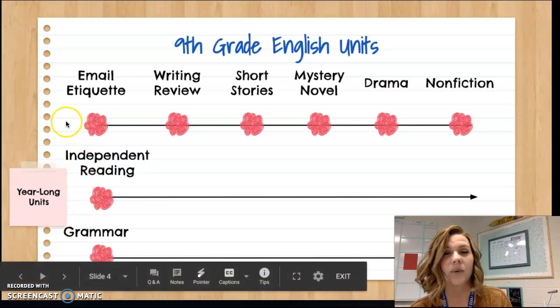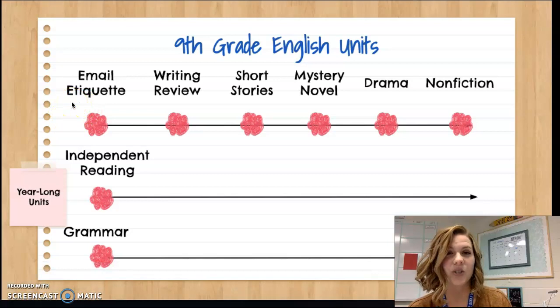For our units that will come and go, we're going to start with an email etiquette unit. So we're just going to be talking about how you draft professional and polite emails. We'll also do a writing review, so we'll talk about the basic structure of a paragraph, we'll talk about MLA format and things like that.